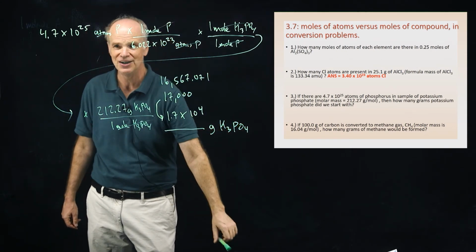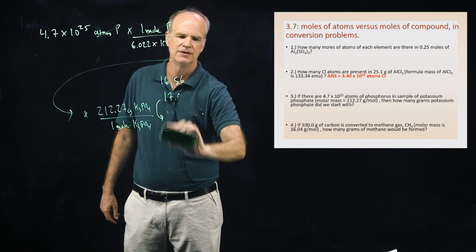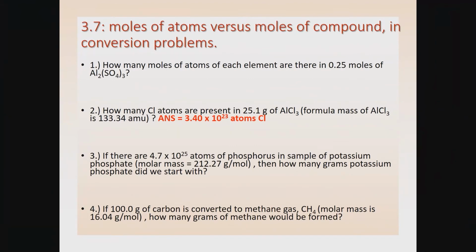So let's go on to the final problem. Okay, so if we have 100 grams of carbon, it is converted to methane gas, and the formula for methane gas is CH4, and the molar mass is 16.04. How many grams of methane would be formed?